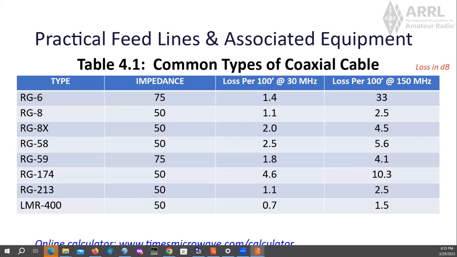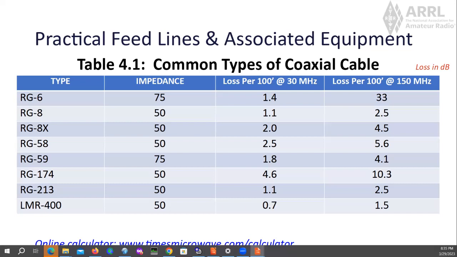RG8 has a loss of 1.1 or 2.5 at 100 megahertz. All those are different types of coax with a little better or worse losses. The thing that they pretty much have in common is that all the ones that have lower loss are more expensive. But that's just kind of the way it is. The cheapest one you can buy is that RG6.